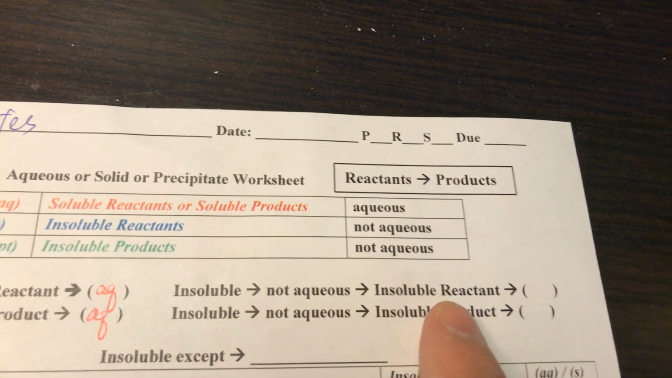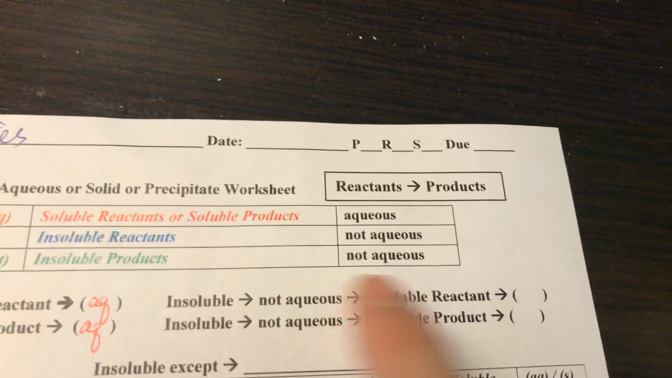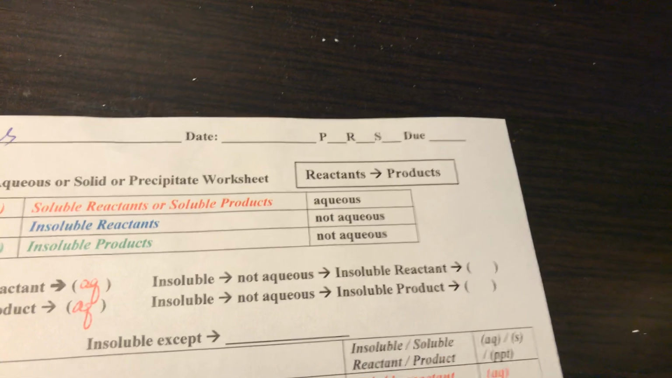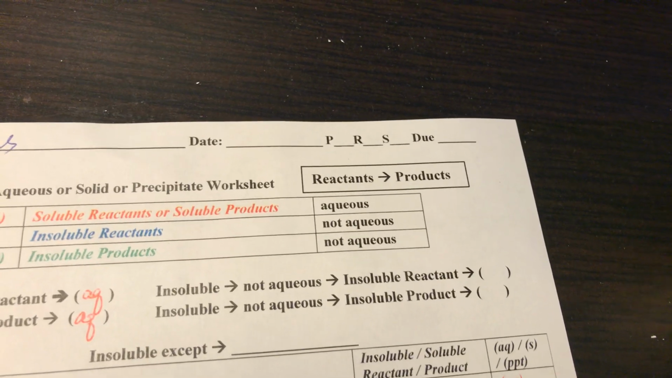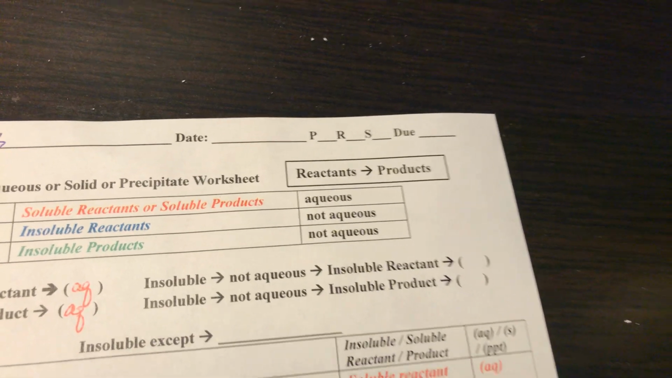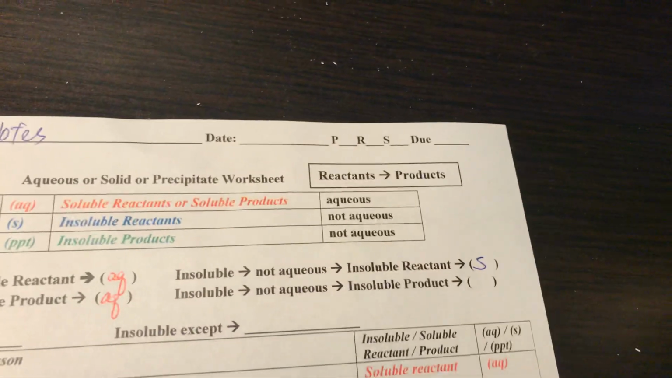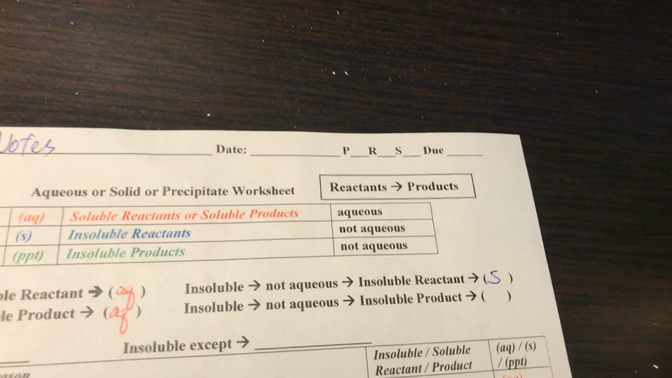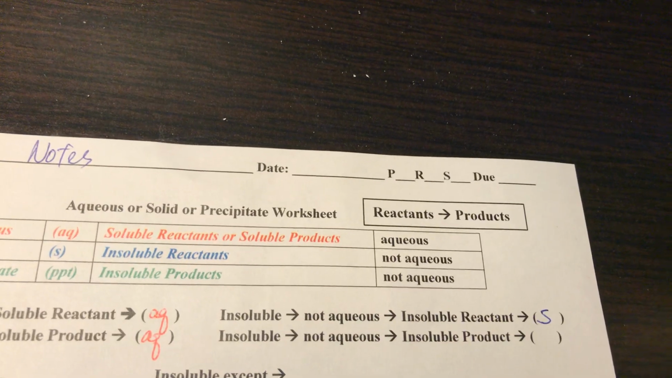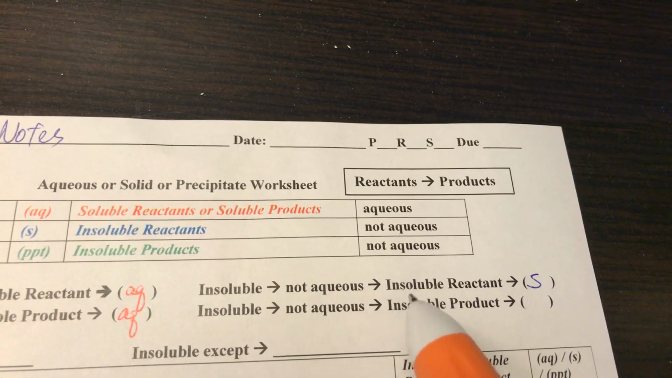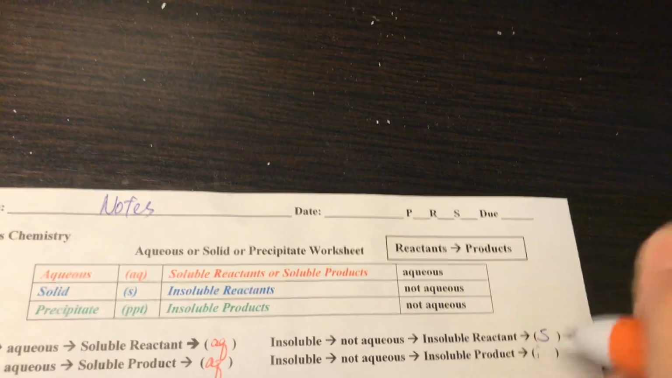So if I give you an insoluble reactant, that would be like a compound that I give you in the bottle at the beginning before I do anything. I give you a bottle of chemical at the beginning, I did not do anything, so it will be called solid, S. And if it's something insoluble but it is a product, so that would be at the end of the reaction, they form a precipitate. So for an insoluble product, we will say precipitate.